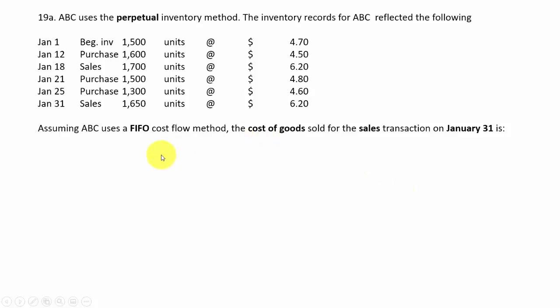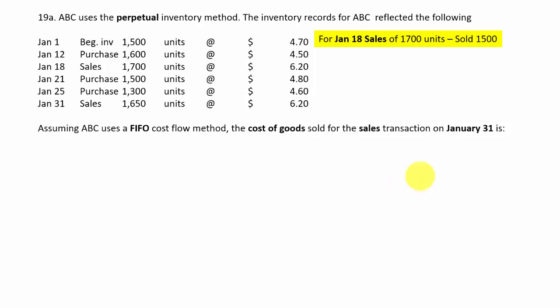Now, let's go on. Let's see. They want to know, assuming ABC uses FIFO cost method, the cost of goods sold for sales transactions on January 31st would be what? All right. They want to know cost of goods sold under FIFO. We've probably done this before, but here we go. This is a perpetual inventory system, so it'll be a little different. So let's see what we got here.